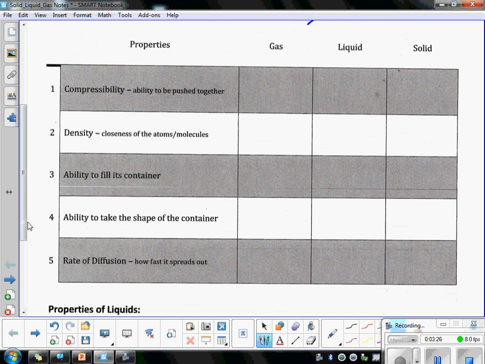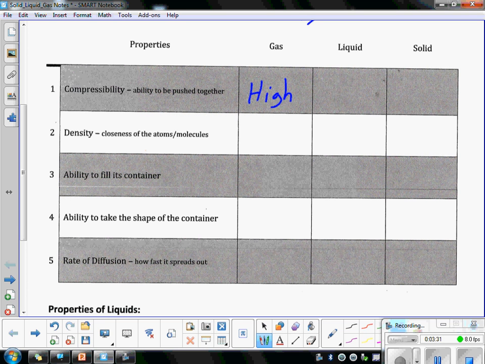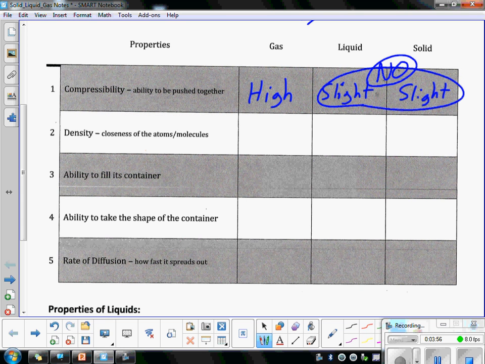Are they compressible? Well, gases, yes, there's a high compressibility there. You can definitely take a gas and squeeze it into a smaller volume. A liquid, basically, it's no, but you can slightly compress them, and solids are the same thing. Technically, you can slightly compress them, but you're going to consider essentially both of these a no if it was on a test.